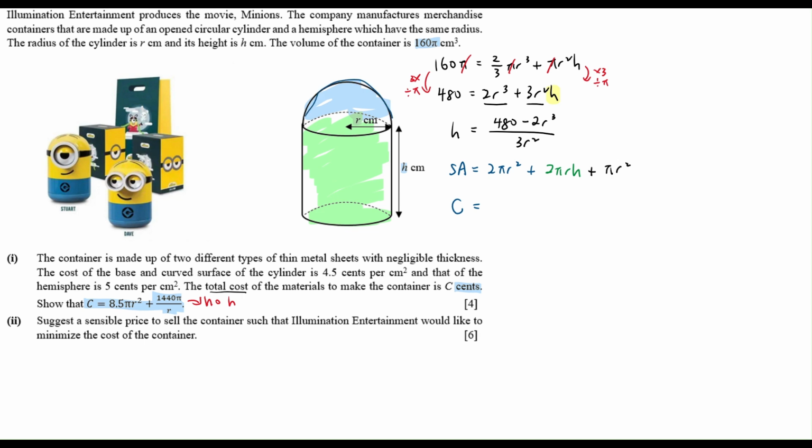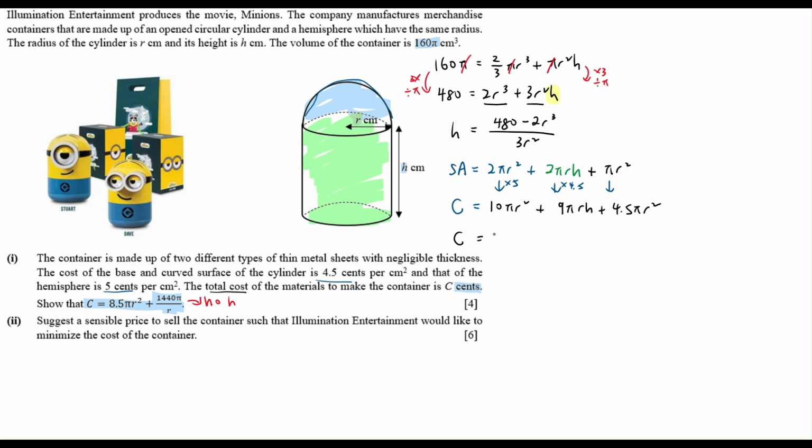For the top part, the hemisphere, the cost to make is 5 cents, so I'll multiply it by 5. For the cost of the rest of the container, it takes 4.5 cents, so I'll multiply by 4.5 for the last two terms. Therefore, my cost equation will be 10 pi r squared plus 9 pi r h plus 4.5 pi r squared.